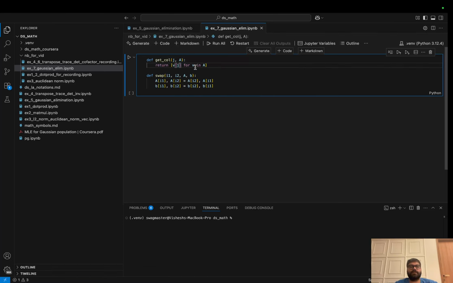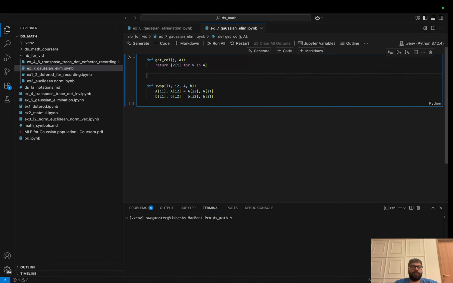VJ, so for each row in A, we take the jth element and we squish that into a list and we return that, which is getting the column, right? Now the easiest way to determine the swaps, once again, if you're doing this intuitively, like it's just a bunch of easy readable integers in a 3x3 or even a 4x4 or a 2x2 matrix that you're doing on pen and paper, you can just intuit these things.